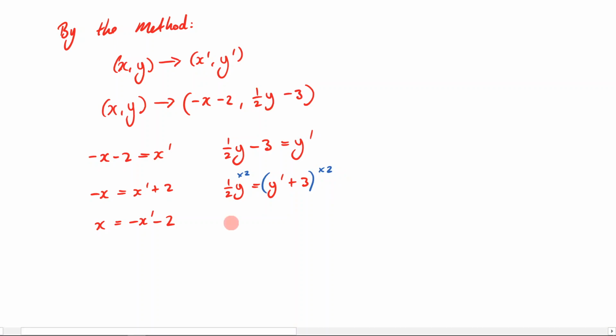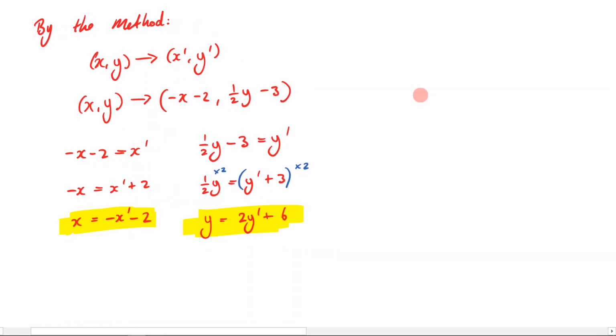So that means I'm going to be left with y = 2y' + 6. So I'm multiplying the entire side by 2. Okay, now that we've got these two very important things right here, and I might even highlight them because they're very important, I'm going to be substituting these into my original graph that I was given.